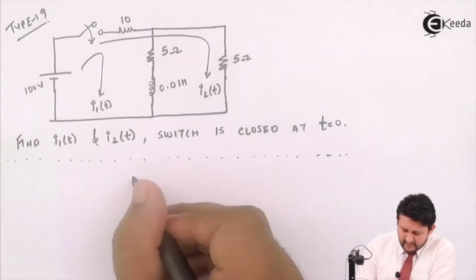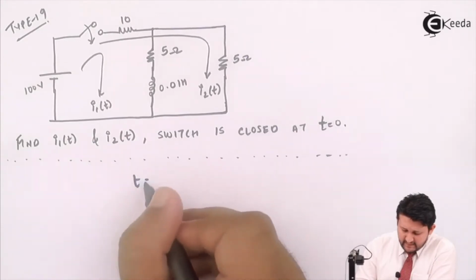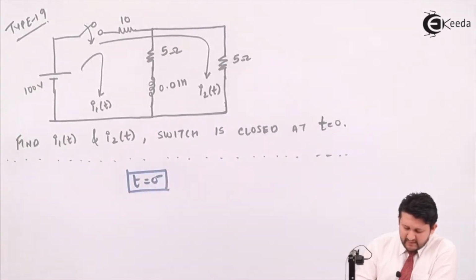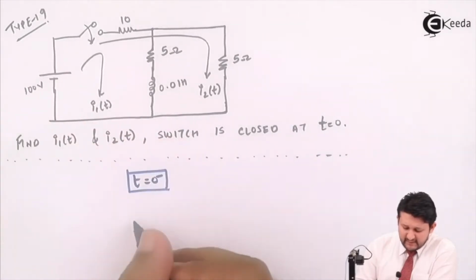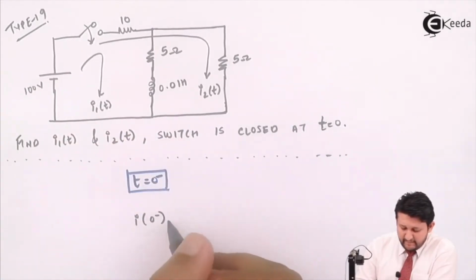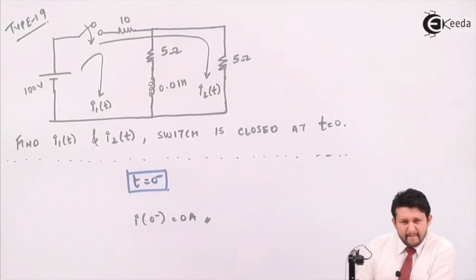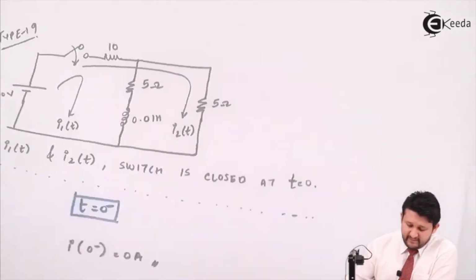And first, t equal to 0 minus. At t equal to 0 minus, the circuit will remain open as it is, so there will be no current flowing, because the arrow indicates it will go down only at t equal to 0 plus condition. So let's do it for t equal to 0 plus condition.